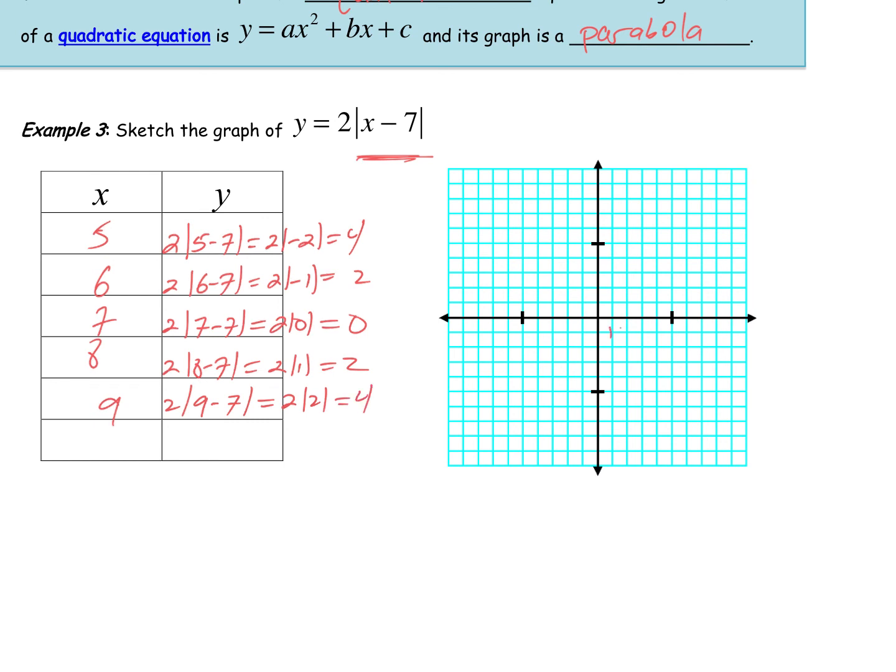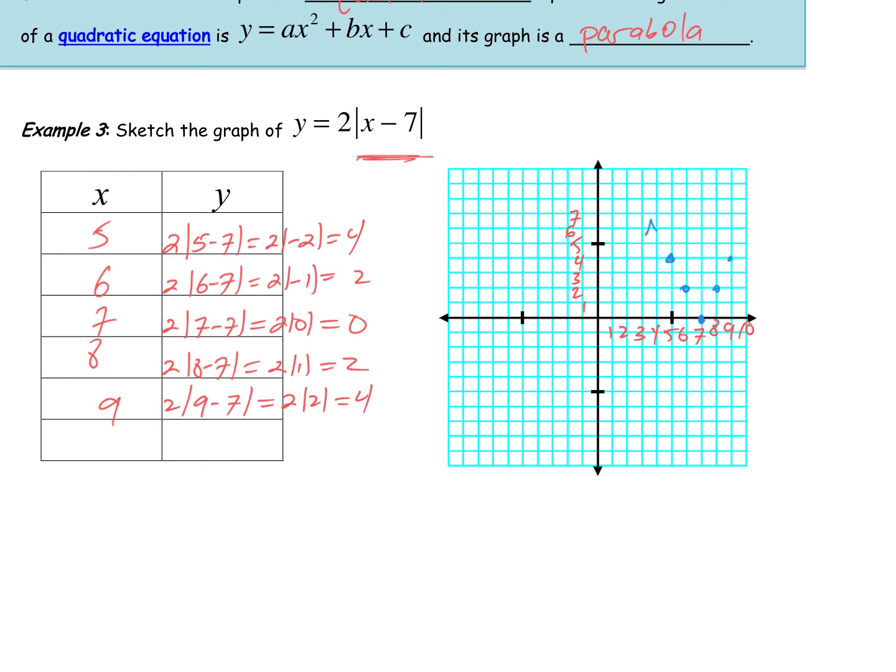Put a scale on your axes. So I'm going to do the same scale. 1 square is 1 unit. And we'll go ahead and plot these points. So we've got the points 5, 4, and then 6, 2, 7, 0, 8, 2, 9, 4.